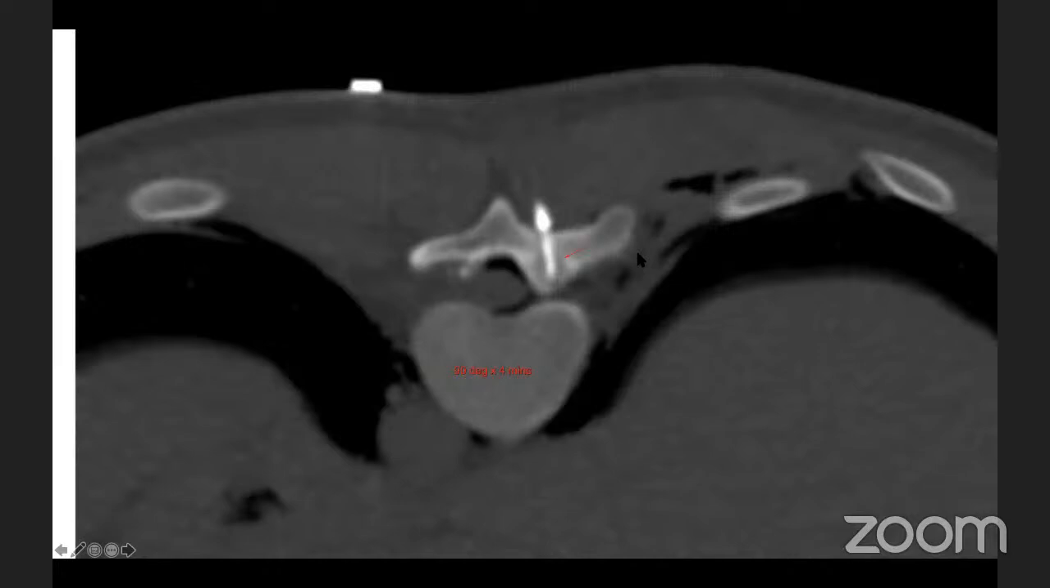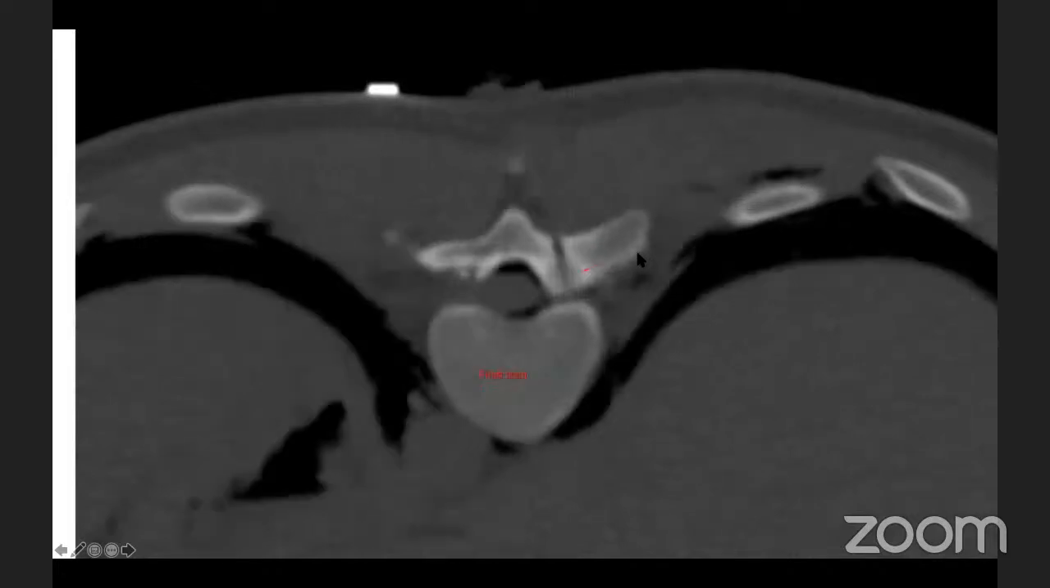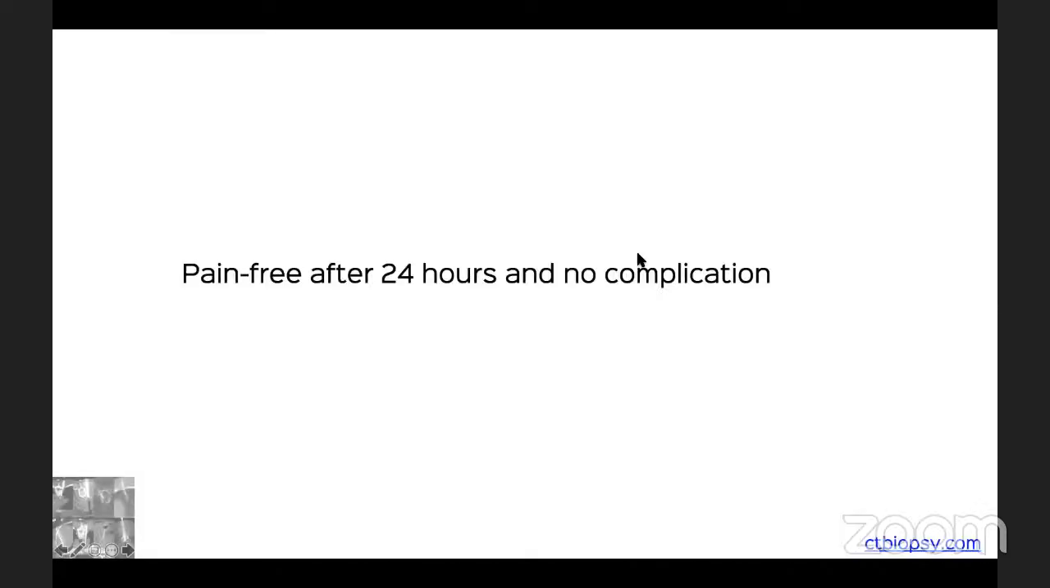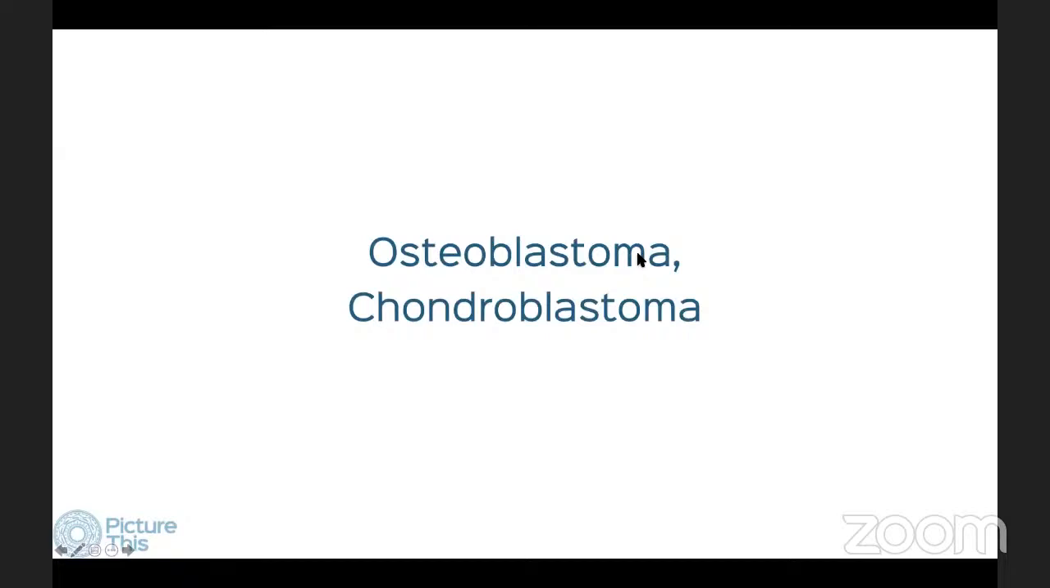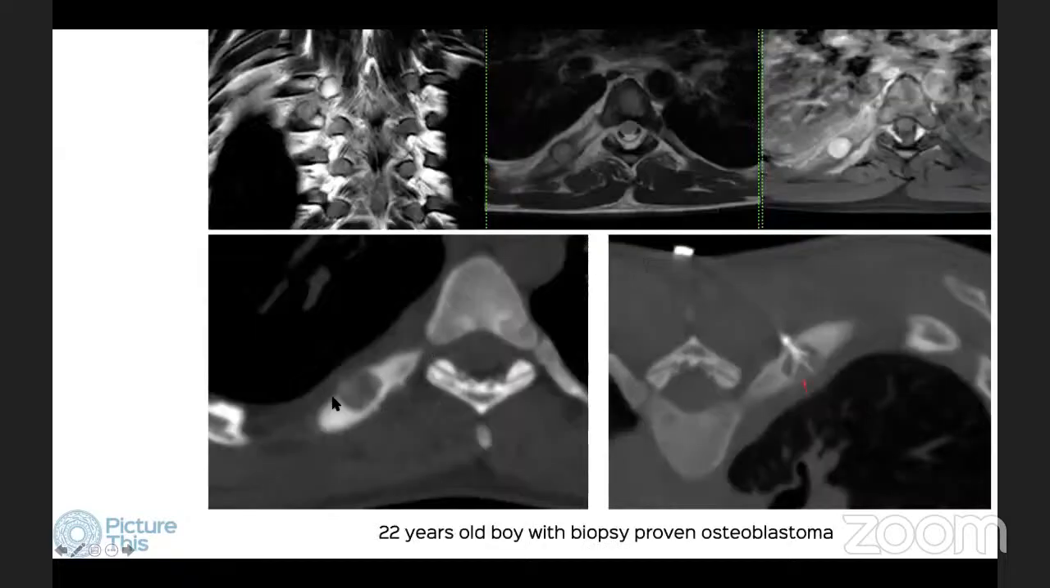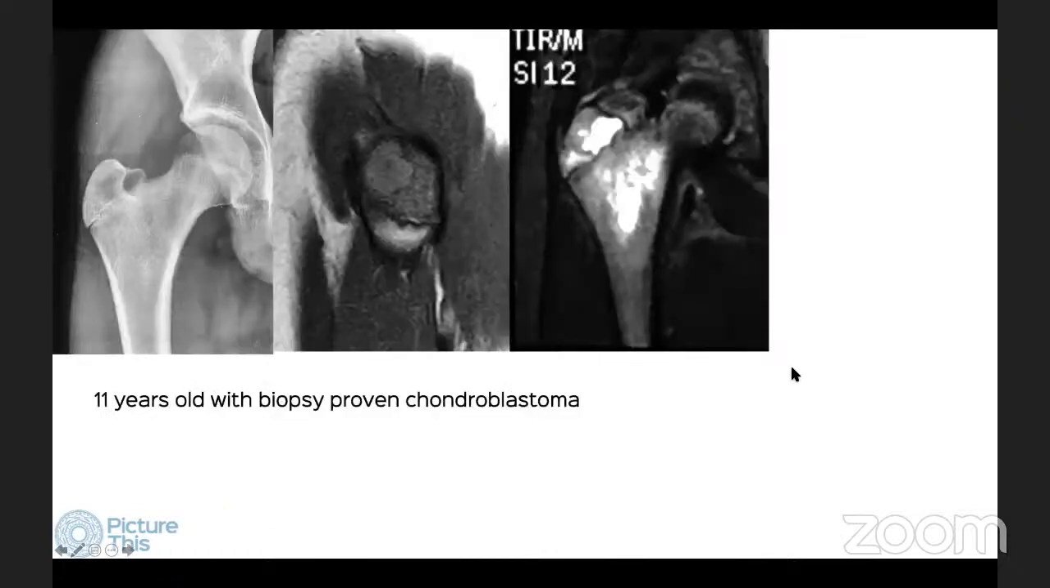So just an example of how we can use some simple techniques to circumvent problems and manage all of this. And so the patient is pain-free. We do the same with osteoblastoma, with chondroblastoma. That is an osteoblastoma of the rib, a very simple RFA here. And that's a chondroblastoma of the greater trochanter.